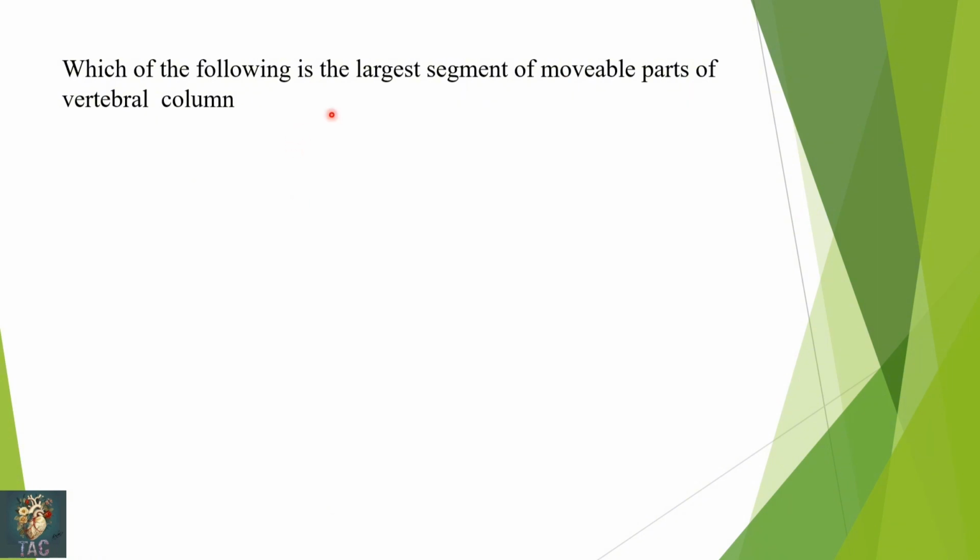Which one of the following is the largest segment of the movable part of the vertebral column? The cervical, coccygeal, lumbar, sacrum and thoracic. So obviously the thoracic segment is the largest movable segment of the vertebral column. Option E is correct.